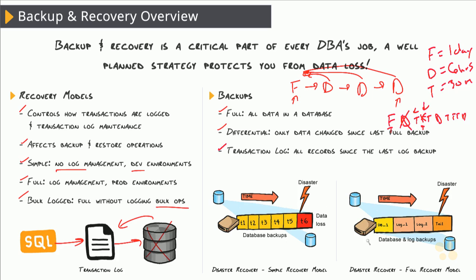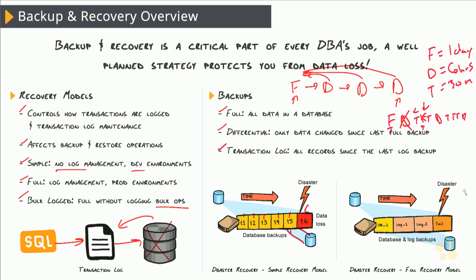Here are some more examples illustrating the difference between the simple and full recovery model. Remember, with the simple recovery model, we can only do full and differential backups. So that means if we take backups throughout the day here, like we're doing right here, and disaster strikes before we take our 6th backup, we're only going to be able to restore up to our 5th backup, as you can see right here. So we would suffer some data loss. Anything after that 5th backup would be gone.